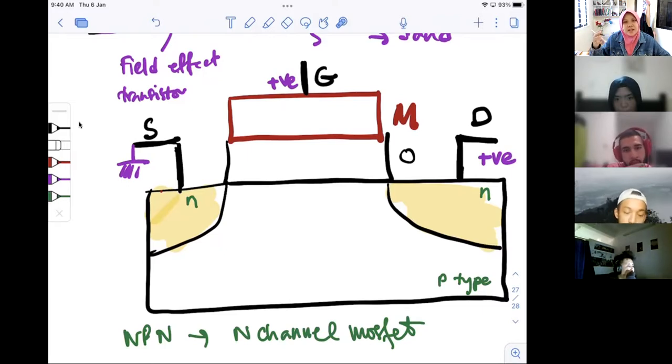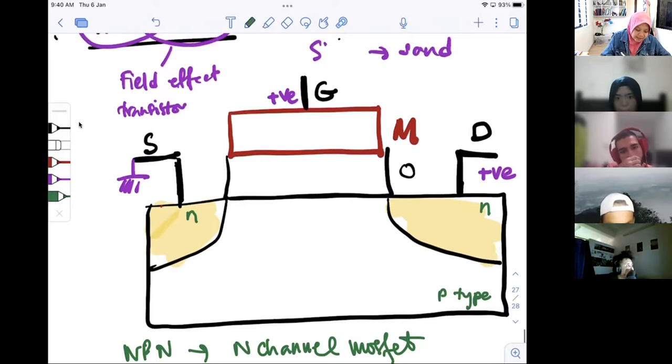Next, let's talk about, so now we understand how it goes. So now what if I increase the voltage here to become positive? So I increase the voltage at the gate. What will happen to the carriers in the semiconductor?